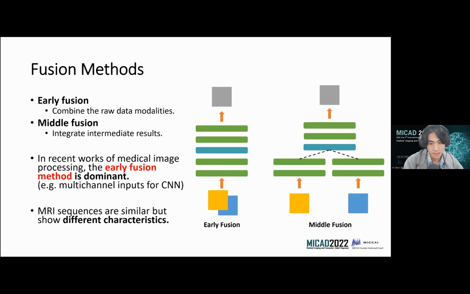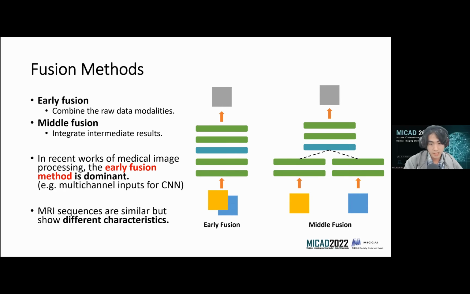Recently, deep learning-based methods have been successful in various computer vision tasks for natural images. The medical image domain also adopts deep learning methods. Following the natural image processing method of early fusion, where an RGB image is treated as a 3-channel input, multi-sequence MRI also uses the early fusion method like RGB images.